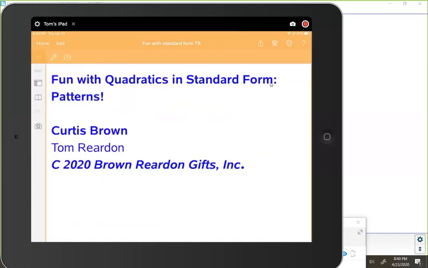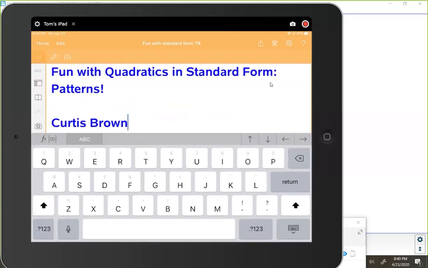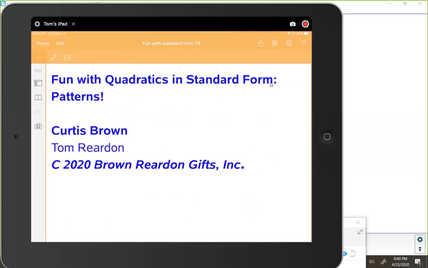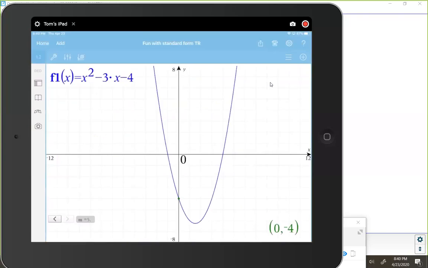Okay. So fun with quadratics in standard form, looking for patterns. Thank you, Curtis. All right. So here's the deal. And he brought this up, and I really like it because not that this is something that's ever going to be tested on ACT, but it has patterns, and I'm always looking for my students to look for patterns, and then generalizing those patterns. So there are a couple things here that came up that were completely unexpected. And in my 40-some years as a mathematics educator, I never saw this before, okay? And working with technology makes it easier to play with.